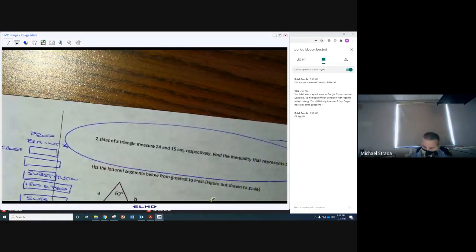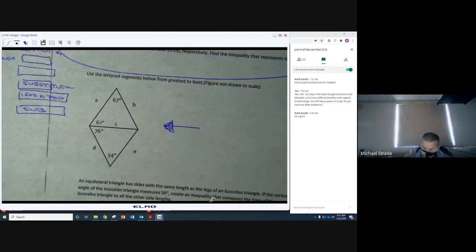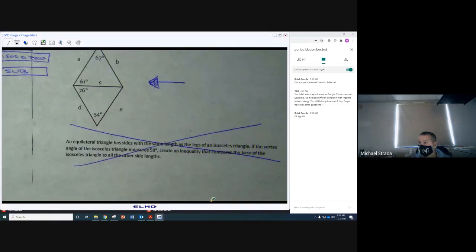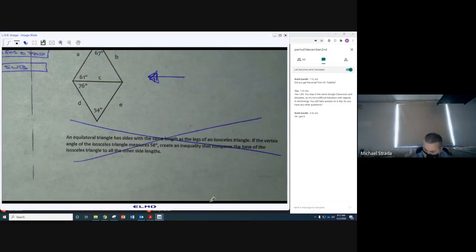You have one like this where they give you 2 side lengths and you got to figure out what the third side length can be. You do have one like that. All right. We have to put them in order from least to greatest. Nothing about comparing equilateral and isosceles triangles. All right. You do have one like this, but it's built into another problem. We'll talk about that in a second.